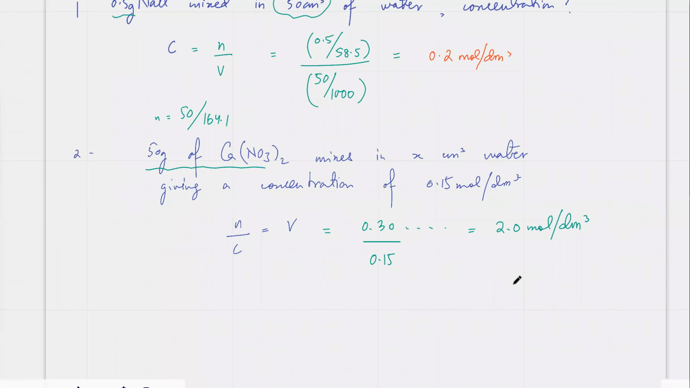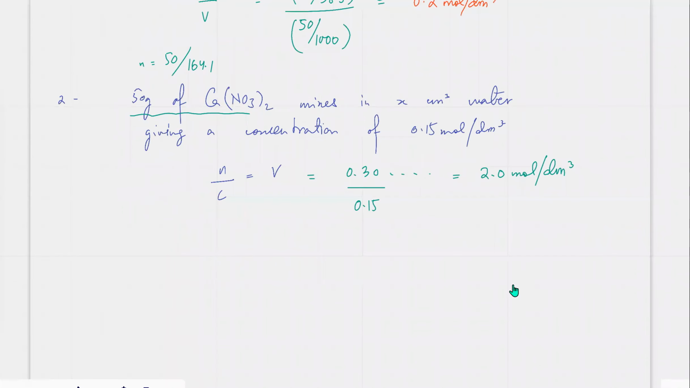So this is it. Let's do the final formula, which is gases. Is this clear? Any questions about this?